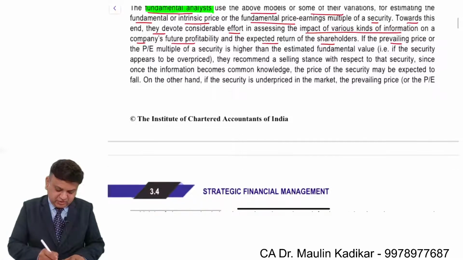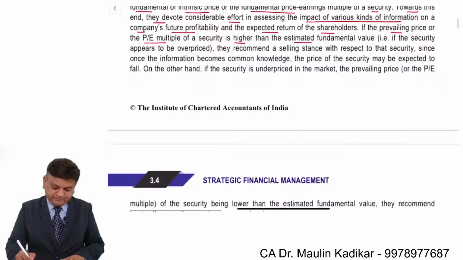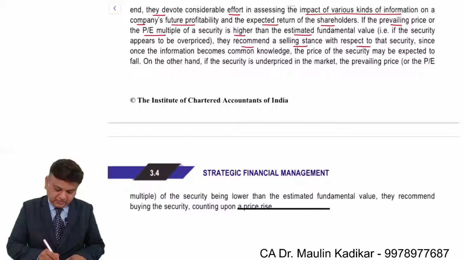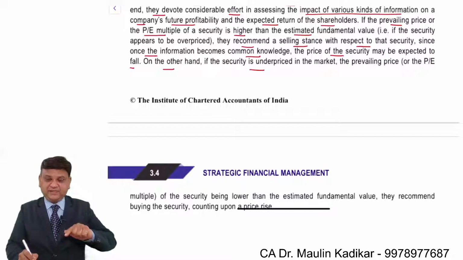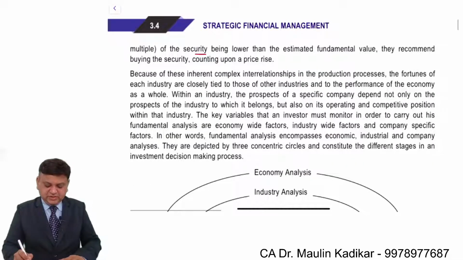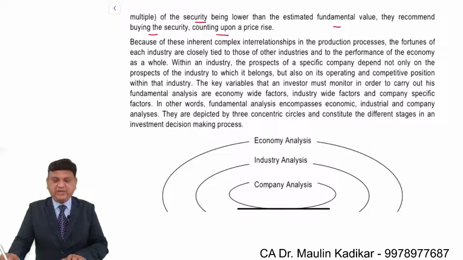If the prevailing price or the price earning multiple of a security is higher than the estimated fundamental value, they recommend a selling stance with respect to the security, since once the information becomes common knowledge, the price of the security may be expected to fall. On the other hand, if the security is underpriced in the market, the prevailing price or the price earning multiple of the security being lower than the estimated fundamental value, they recommend buying, counting upon a price rise.